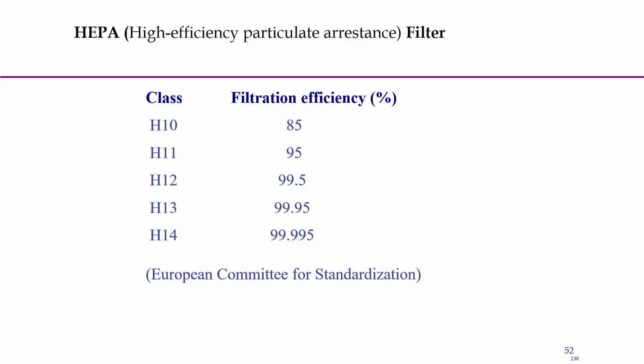Now, the classification is expressed in terms of H10, 11, 12, 13, 14. So, H10 means efficiency is around 85 and H14 is 99.99%. So, H14 becomes more stringent, very high filtration efficiency. This is as per the European standard.